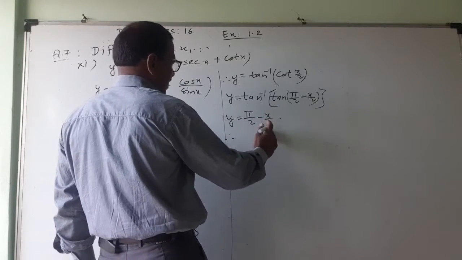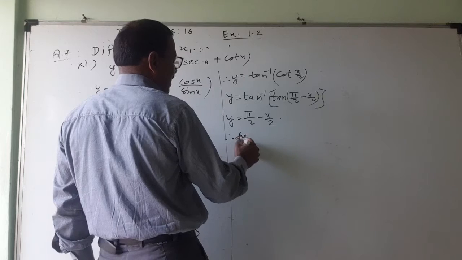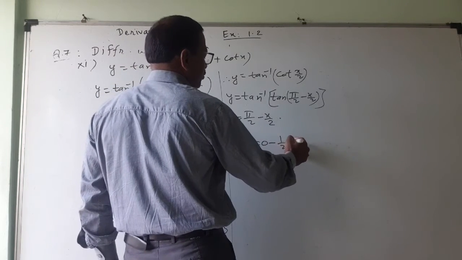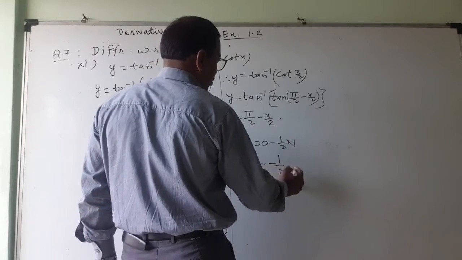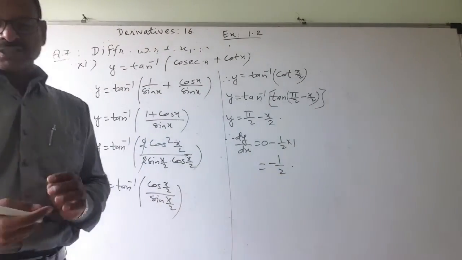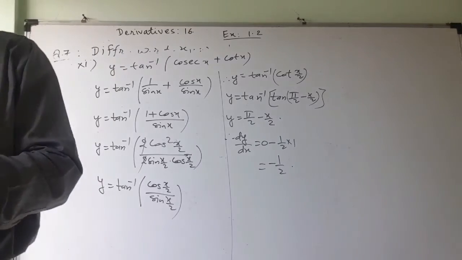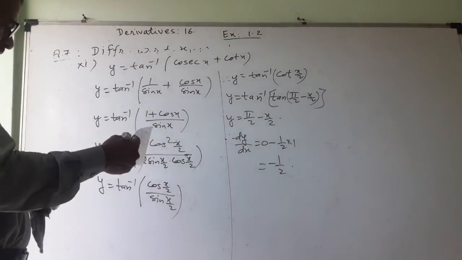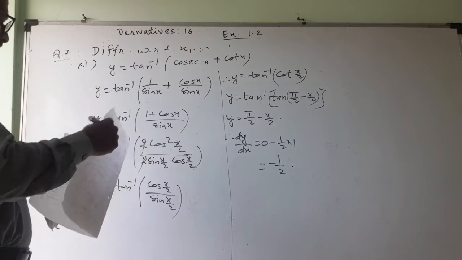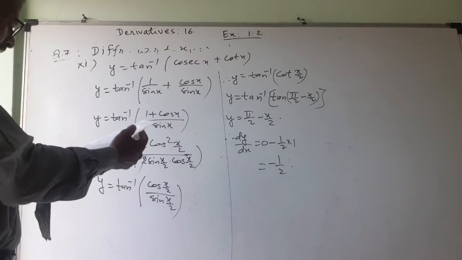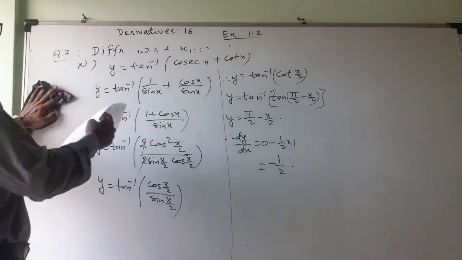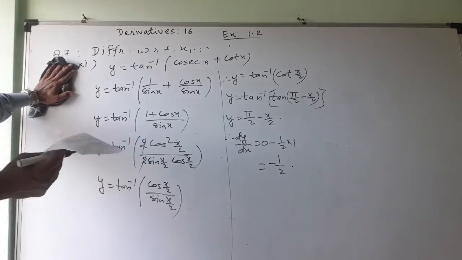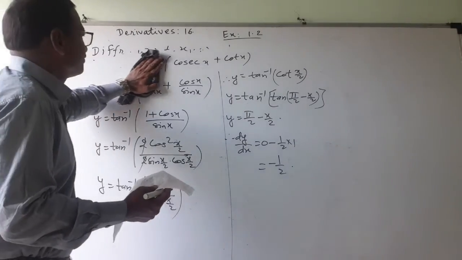Therefore dy by dx, directly I am writing, dy by dx is 0 minus 1 upon 2 into 1, that is equal to minus 1 upon 2. This is the answer for this. So this was the 11th sum. Another 1 or 2 sums we have to solve and then this question will be over. Let the video be lengthy, but let me complete question by question.